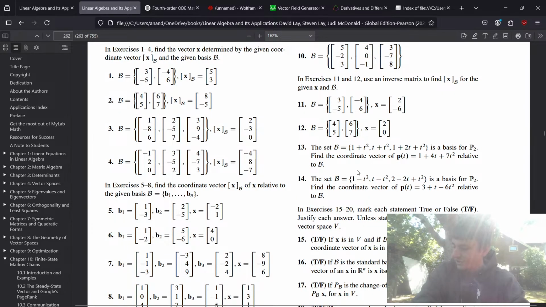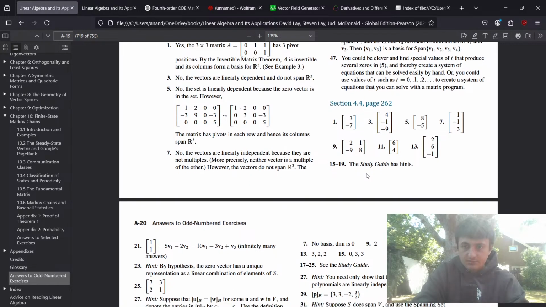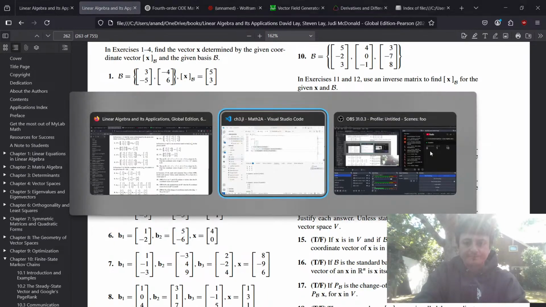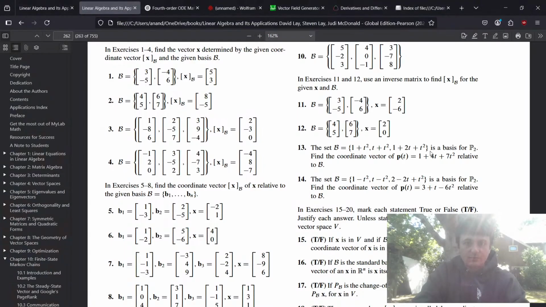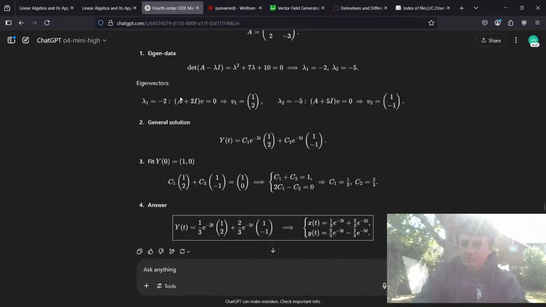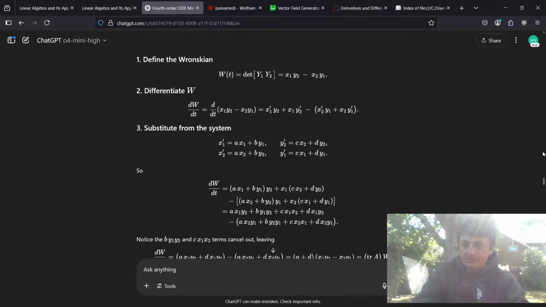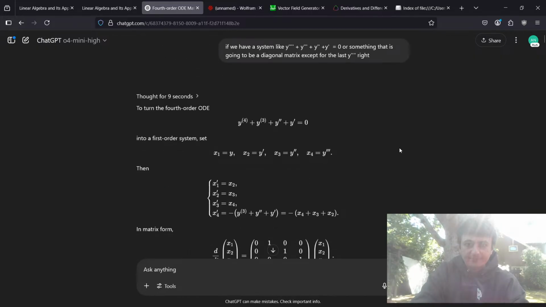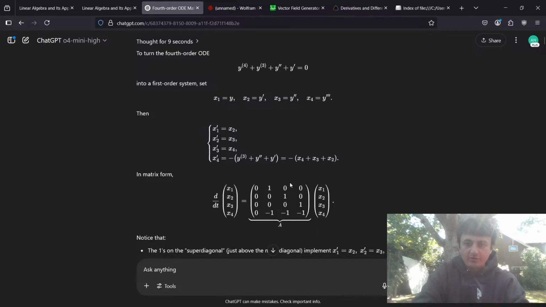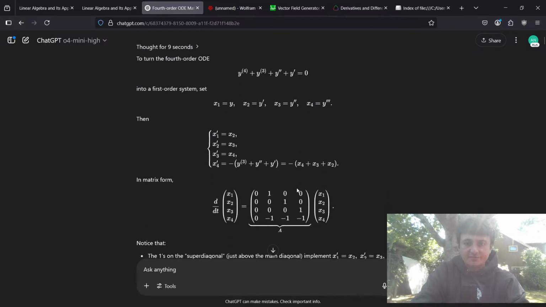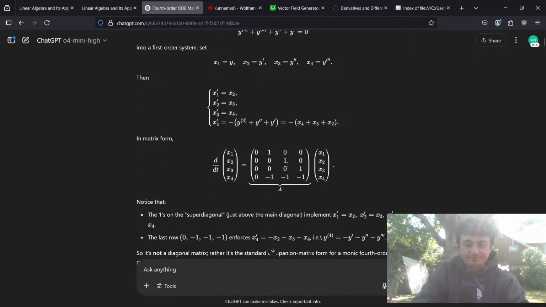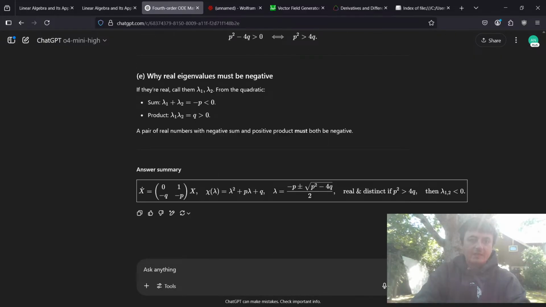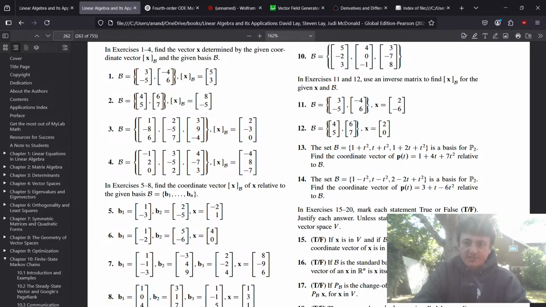So 13 was 2, 6, minus 1. All right. Oh, yeah. I was trying to look at what the matrix form of a high order ODE is, and it's not what I thought it was. It was something different. I was just looking at what the structure of the matrix is.